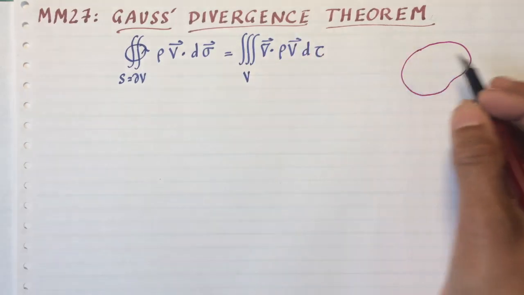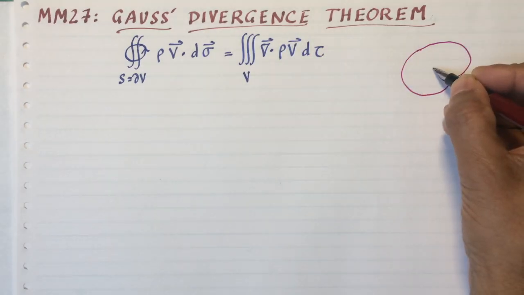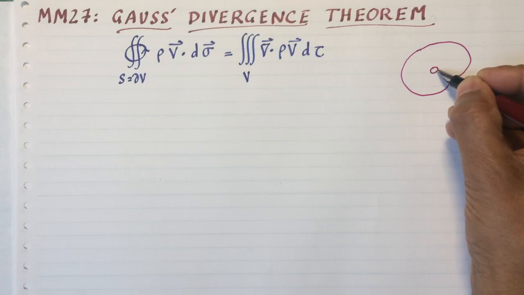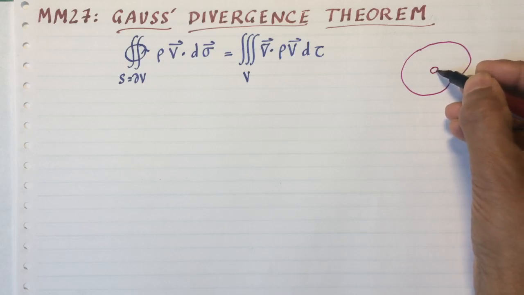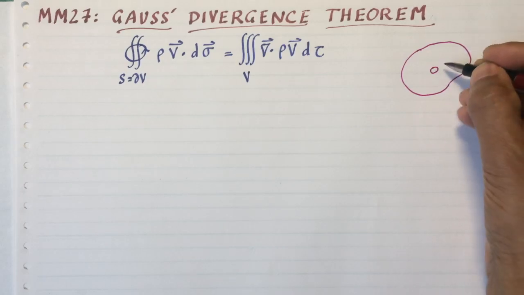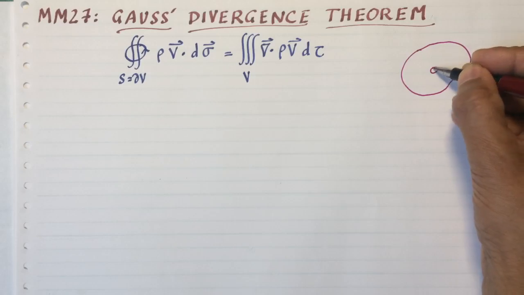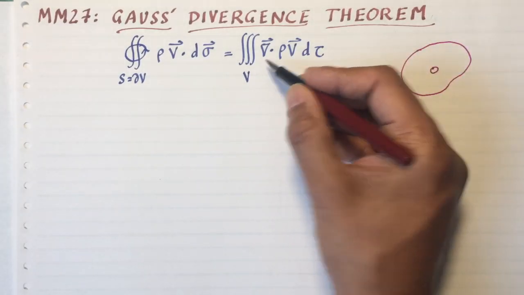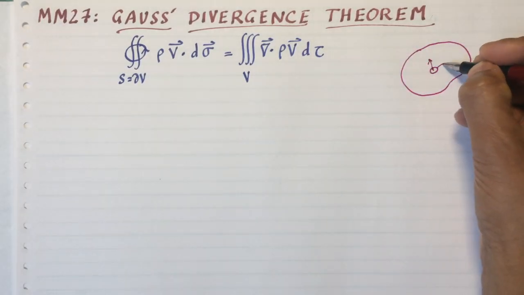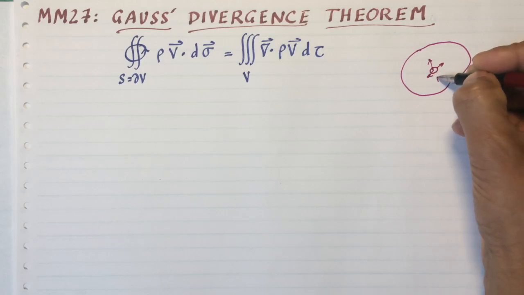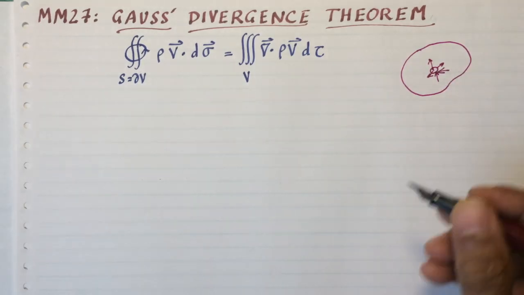So what's happening at every little volume element d tau inside the surface, and I want you to imagine that this is inside the surface, is that there is a divergence operator. That operator tells you how quickly things are either diverging from or towards that volume element.